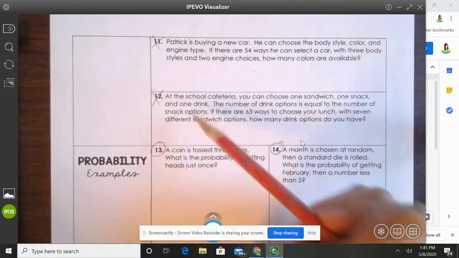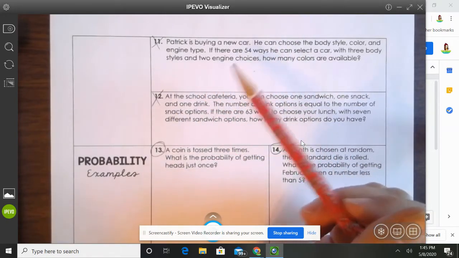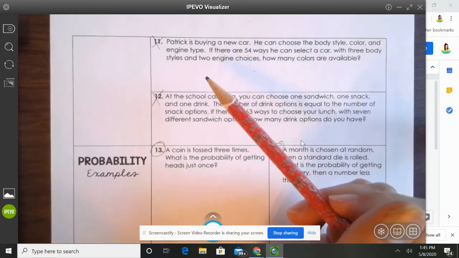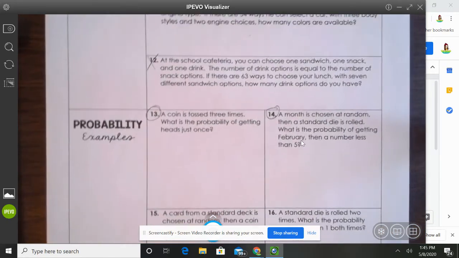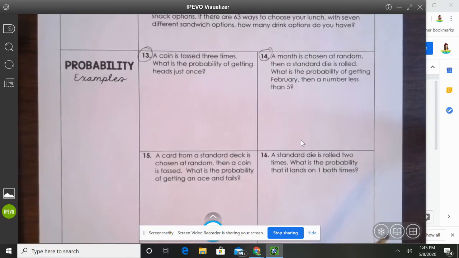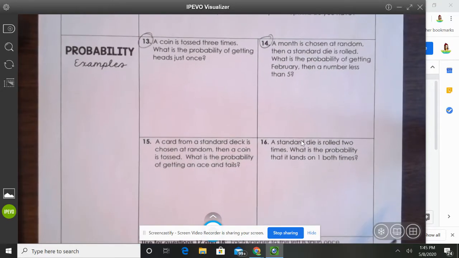I want you to understand the concept of the counting principle, not get into trying to figure out some other concepts. So let's skip to the probability examples. I'm going to do number 13 and 14.